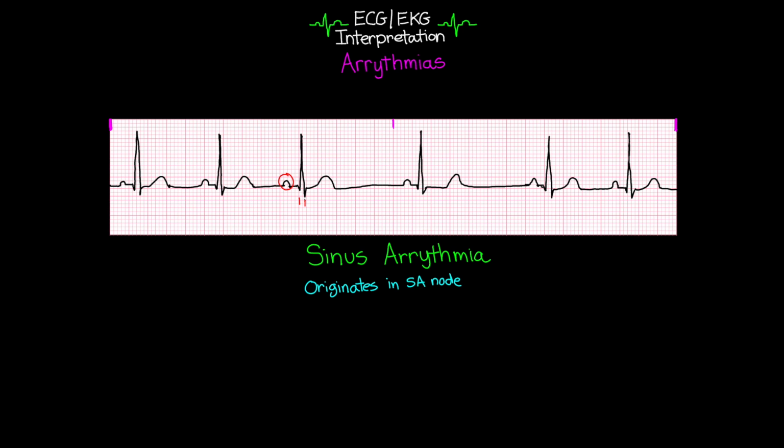And in fact, if we count out our rhythm here using the 6-second method, again, we talked about that in the previous lesson, we see that we have 1, 2, 3, 4, 5, 6 beats here, and therefore we can estimate our patient's heart rate to be 60 beats per minute.